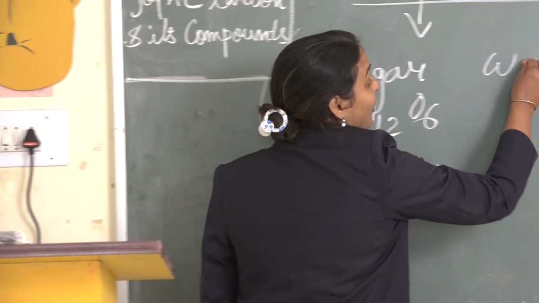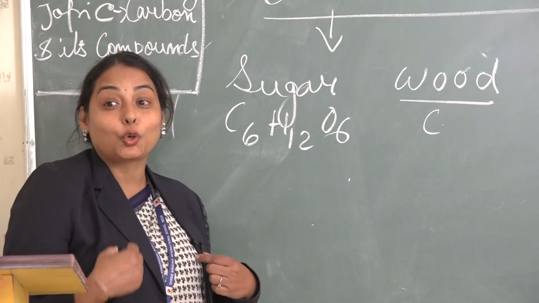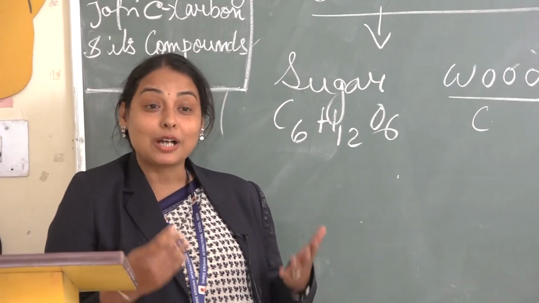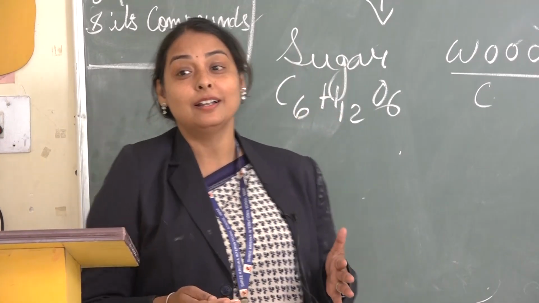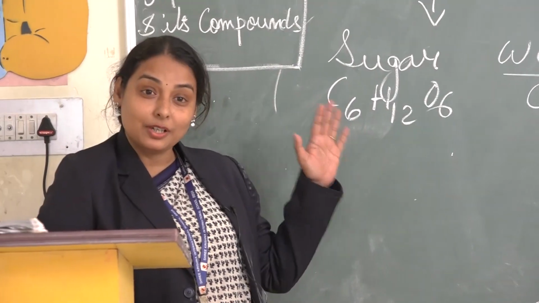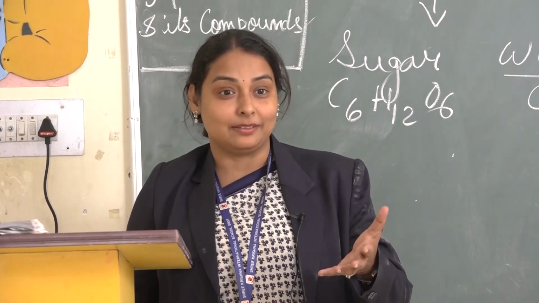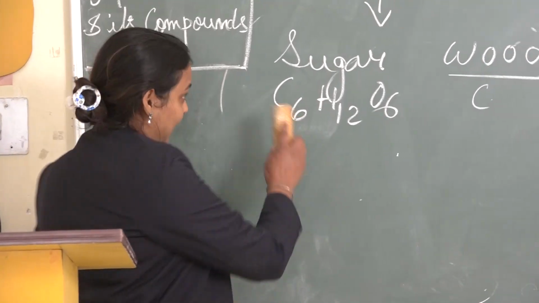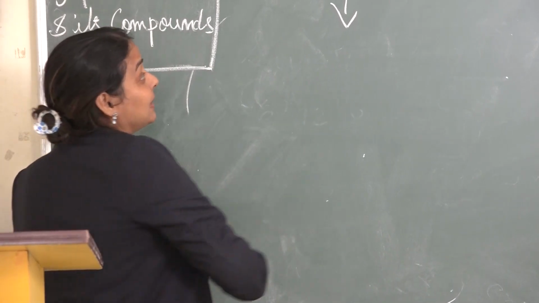Now, if we talk about wood, here also the presence of carbon is there. In the clothes which we are wearing, there is also carbon. So carbon is a very essential element which we use in our daily life. In this chapter we are going to learn how this particular element combines to make more compounds. Okay.